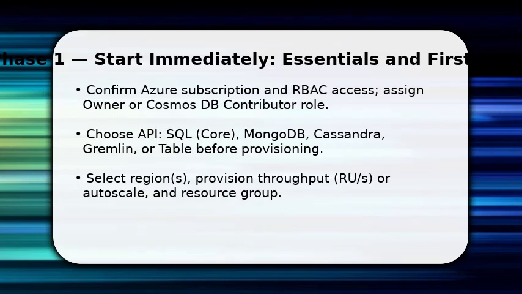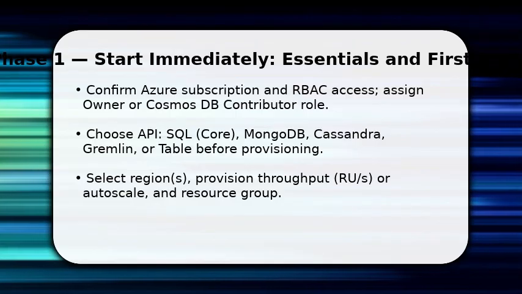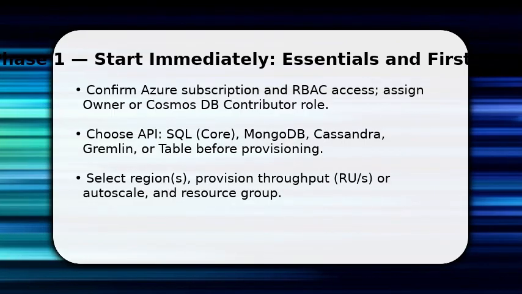Enjoy the video. You start by creating an Azure Cosmos DB account. This is where you host globally distributed data. Sign in, pick the API that matches your app, and choose regions for latency. Once done, decide between fixed throughput, RU/S, or auto-scale so you can control cost and performance.